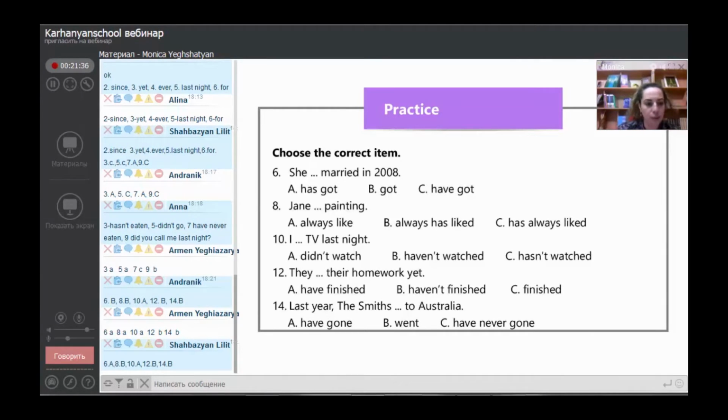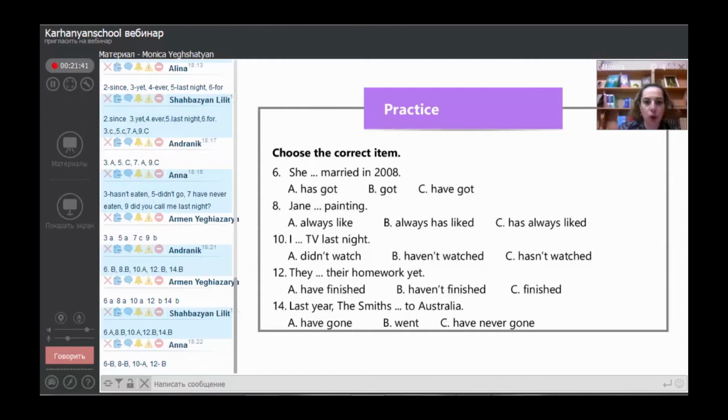Okay, now let's read the right answers. She got married in 2008. She got married because the time is stated. It is in a stated time in the past. In 2008. We can ask when, and we have the answer, in 2008. Okay, the right answer is B. The eighth sentence. Jane has always liked painting. The right answer is C.